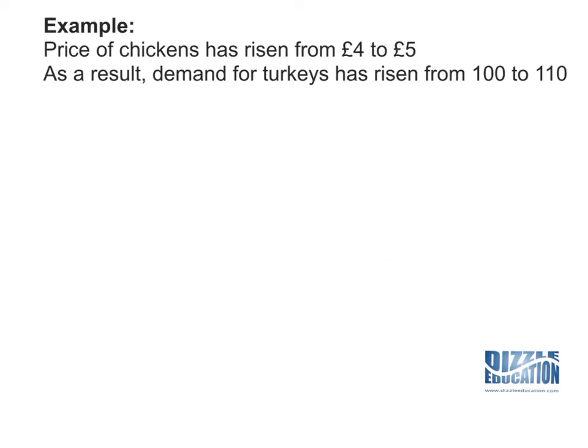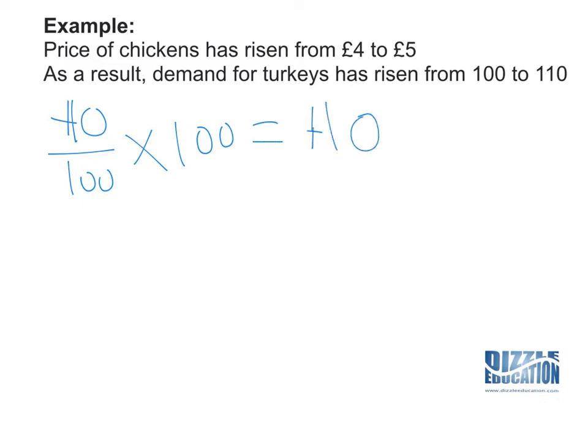So we're going to be looking at chickens and turkeys. If the price of chickens goes up from £4 to £5, and because of that, demand for turkeys increases from 100 to 110. Looking at that demand calculation, we have plus 10, which is the change in demand, divided by 100, which is the original demand, times that by 100, which will give us plus 10. In terms of the price, we have an increase in price of 1, so plus 1 divided by 4 times 100 gives us 25.